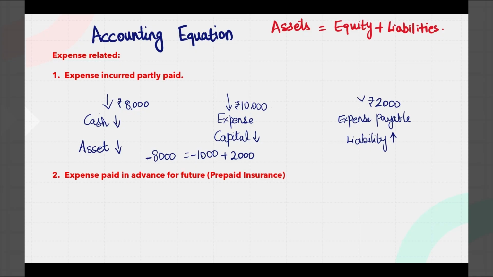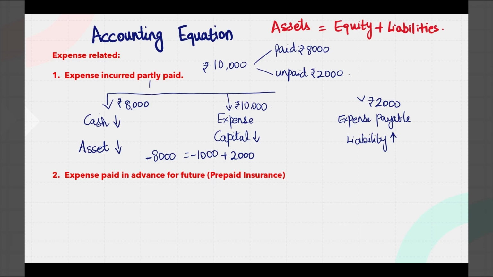So I have taken this as an example because it covers all three cases, where the expense part and the payable part. So 10,000 is the total expense, okay, of which we have paid only 8,000. Remaining 2,000 is not paid, unpaid. That means what? That is a liability. Expense payable is a liability, correct?